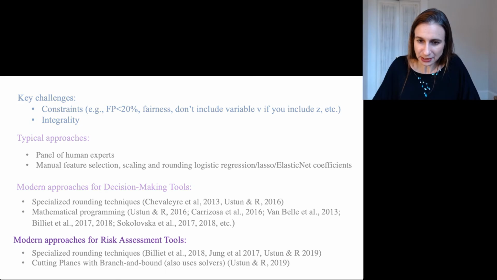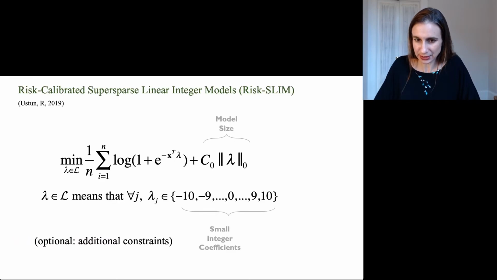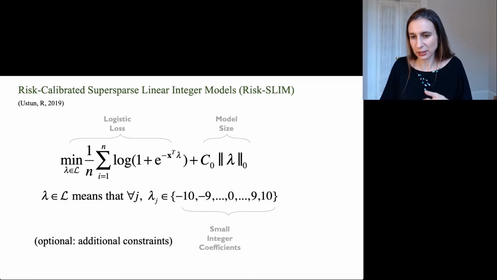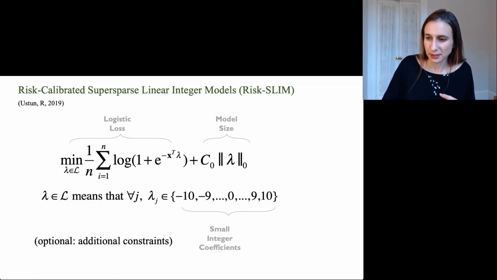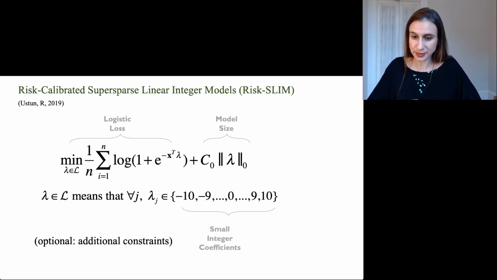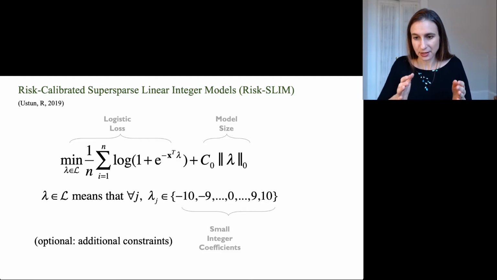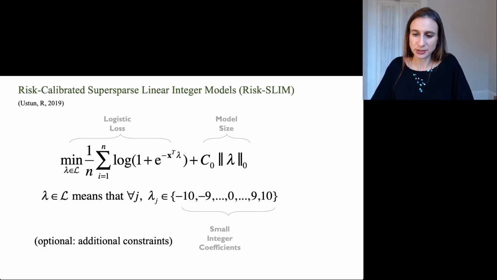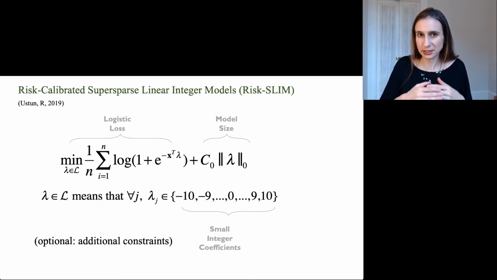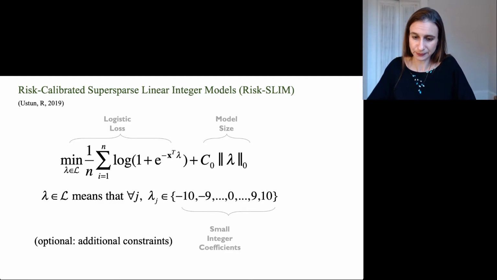Okay, so let me tell you about the risk assessment tools, and specifically, this is the formulation for the RiskSLIM algorithm, which again produces risk scores, and those risk scores aim to be calibrated to the data. So here, the terms in the objective are the logistic loss, which produces good calibrated risks, and then a model size term to keep the model sparse. And then there's the additional constraint, which is that, again, each of the coefficients has to be an integer between negative 10 and 10 if you want to. And then, of course, you can add additional constraints if you like.